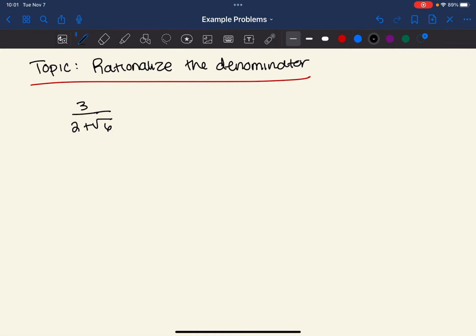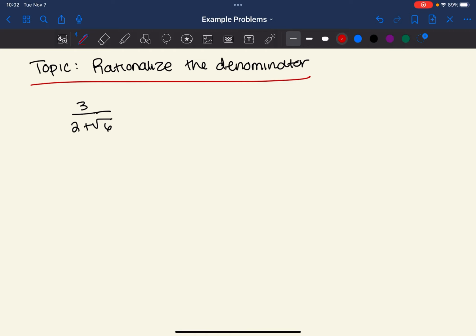For this example, we're looking at the topic rationalizing the denominator. So we have the problem 3 over 2 plus the square root of 6. So remember, when we rationalize a denominator, we have to multiply both the top and bottom of the fraction by the conjugate. And remember, the conjugate is just the denominator with a changed sign.